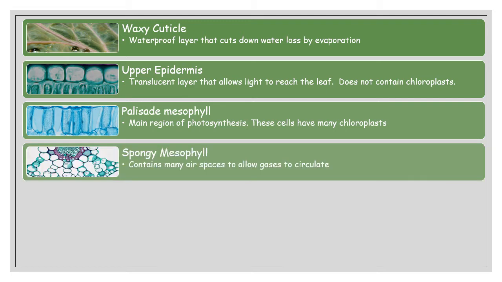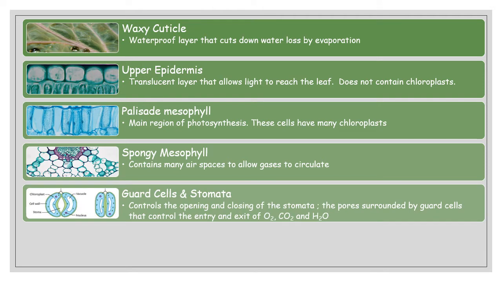Below that is the spongy mesophyll, and they're called spongy mesophyll because they have lots of gaps and air spaces in between them, and that allows the gases to circulate. And obviously there's two important gases involved in photosynthesis, which we'll talk about. Also involved are the guard cells and stomata. The guard cells are the sausage-like structures that open and close the pore, the stomata. That again controls the entry and exit of carbon dioxide, oxygen, and water, which again are obviously very important within the process we're talking about today.